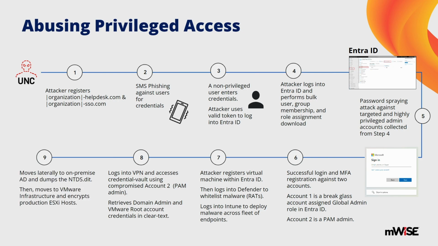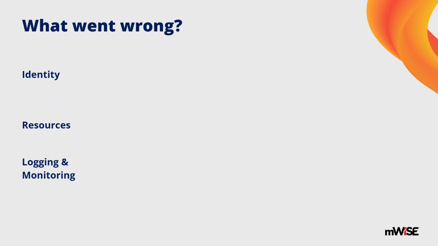From there, we see them access Active Directory, take a copy of the Active Directory database, and then lastly move to the VMware infrastructure where they mass deploy ransomware at scale. So looking at this case, what really went wrong?